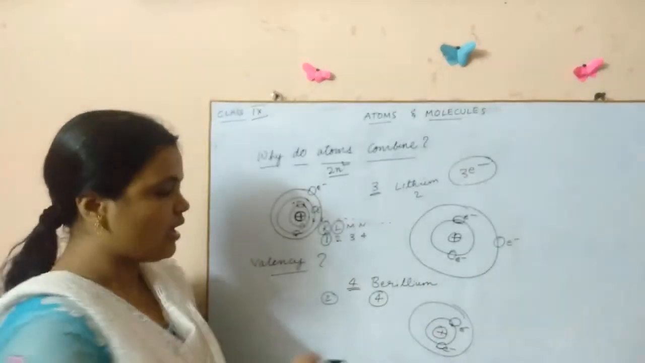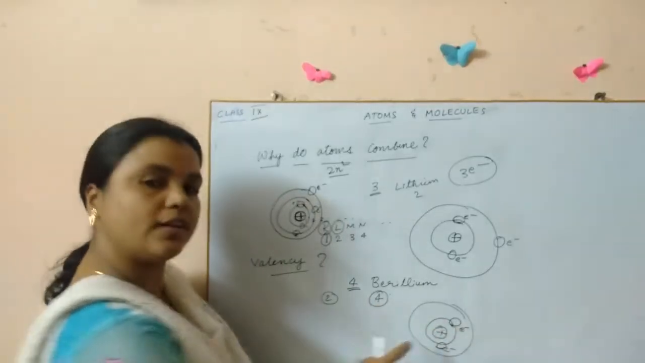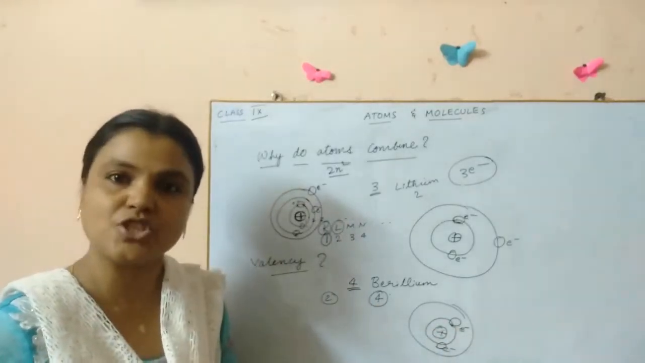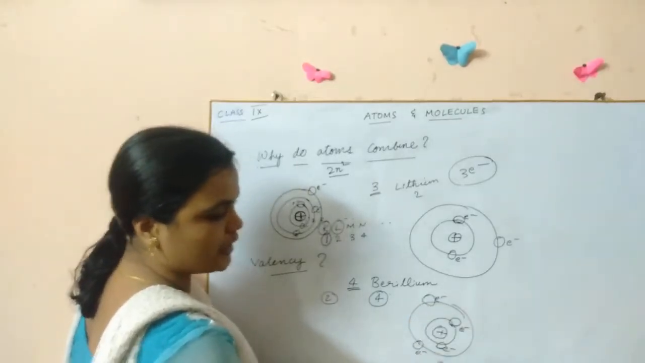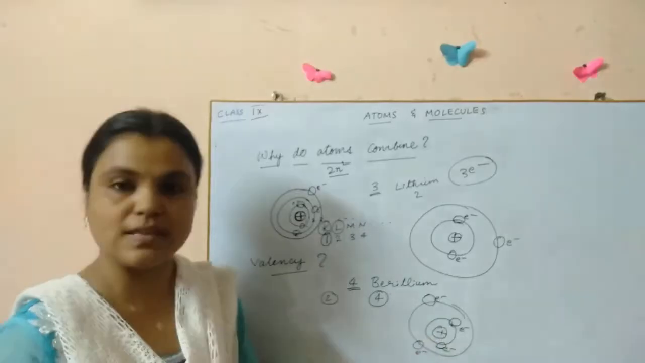And then out of the 4 electrons, 2 are present in the first shell. And how many will be present in the next shell? Yes, 2, because overall it contains 4 electrons, right? They are distributed in this manner.